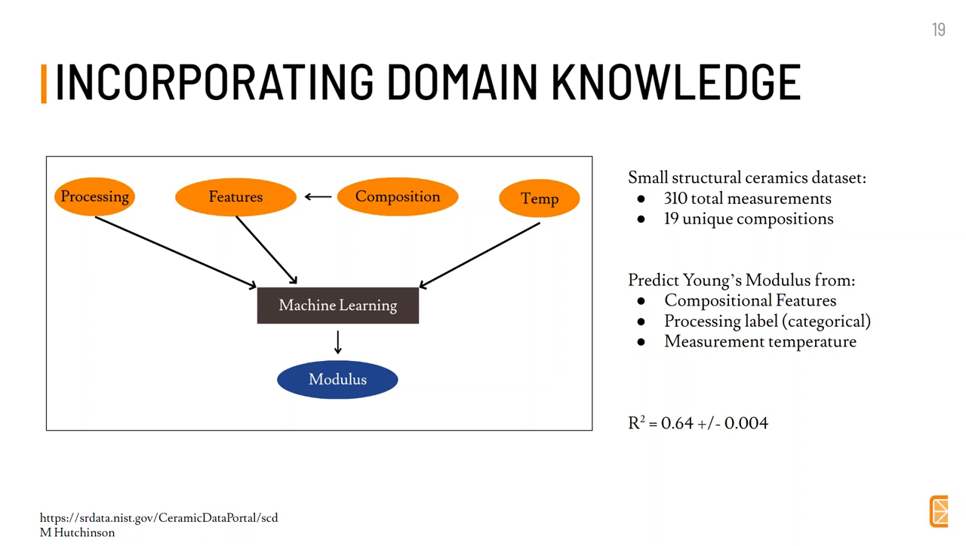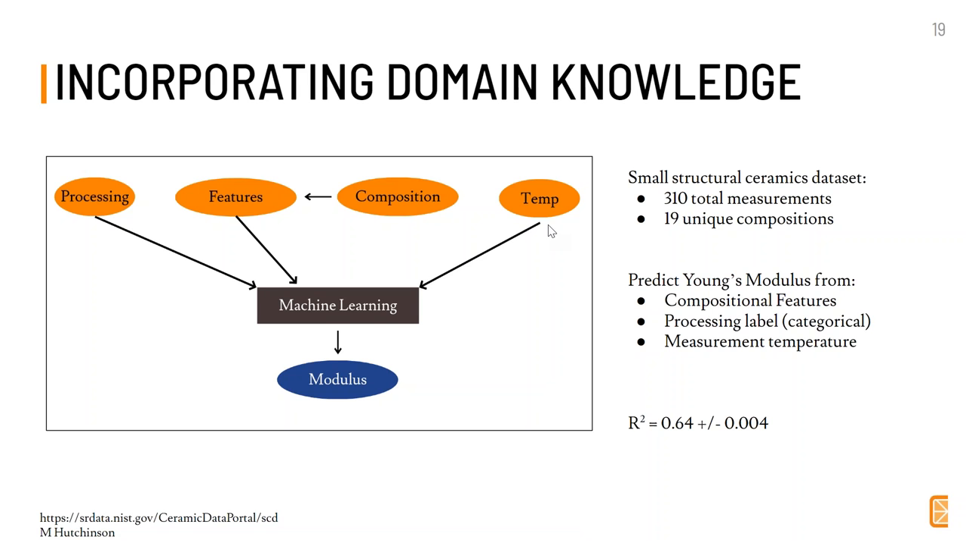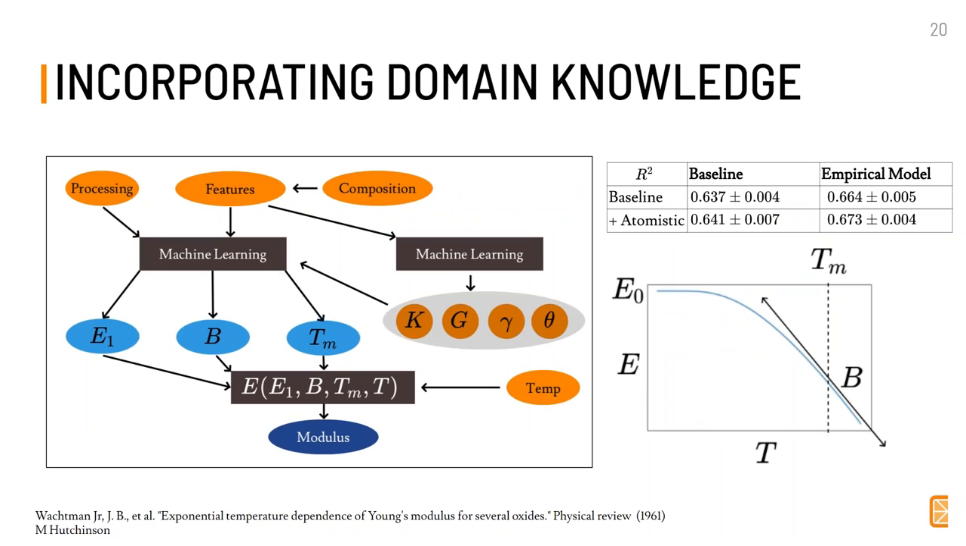And what we want to do is predict Young's modulus, given the composition, and really some featurization of the composition, some label of the way that the ceramic was processed, and the temperature. We do this on this data set in a straightforward way, and we get an R-squared value of 0.64. So we know something about the dependence of moduli, like Young's modulus, on the temperature, at least for ceramics.